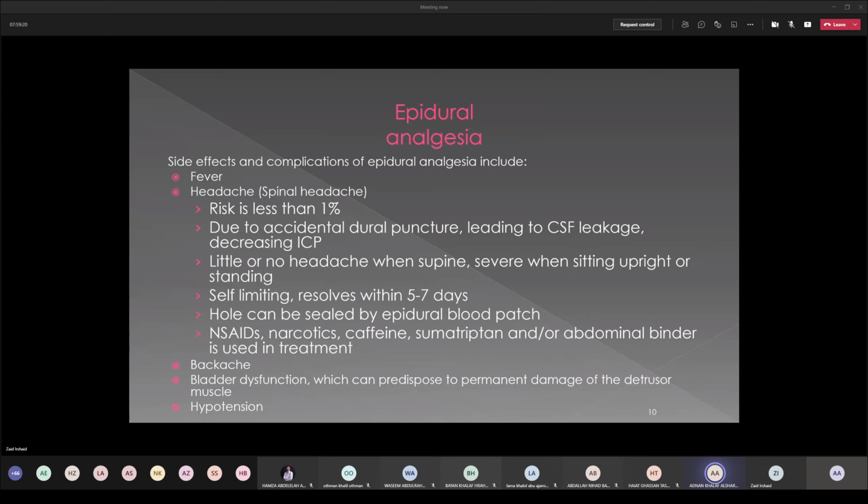ممكن كمان من الكومبليكيشنز اللي بتصير أو السايد إفكتس اللي هي الباكيك، bladder dysfunction which can predispose to permanent damage to the detrusor muscle and hypotension زي ما حكينا قبل شوي.